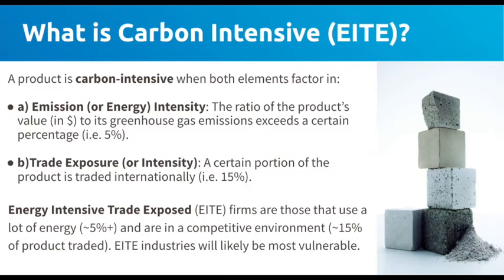And then you'll have a trade intensity. This is when a certain portion of the product is traded internationally. So you take a look at all of the product traded and consumed in a country, and you figure out what portion of that is traded. And again, there might be different cutoff points there, so around 15%. And then the energy trade exposed goods are those firms that use a lot of energy and are in a trade competitive environment.